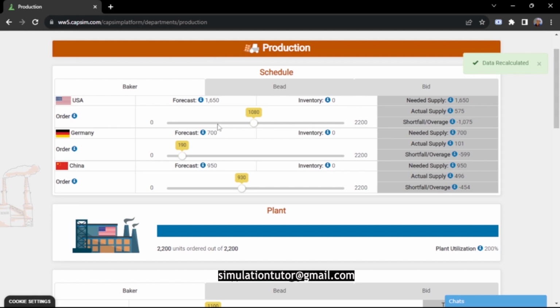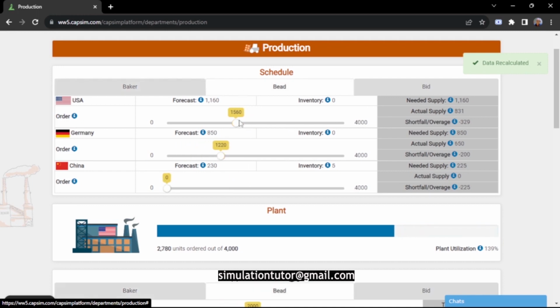So for production, I'll not change the values for Becca because my plant utilization is almost 200%. So both the first shift and the second shift. So the first shift, I believe, is 100%. Then the second shift is 100. So both shifts, the utilization is 200. So I'll not touch that one for Becca.